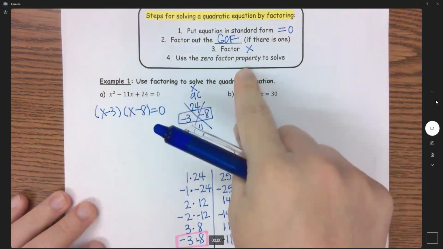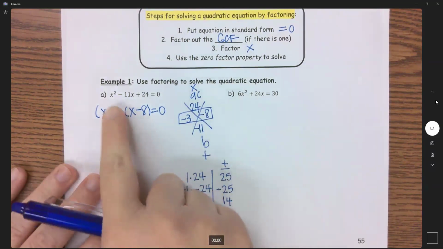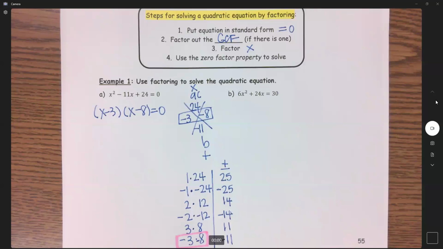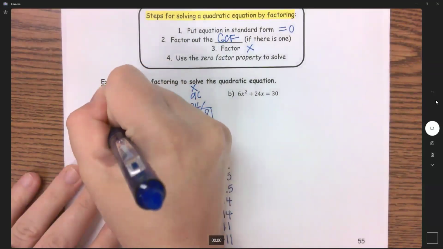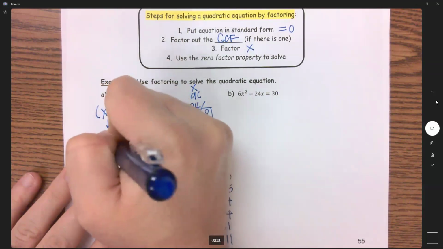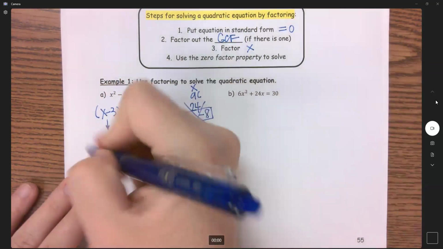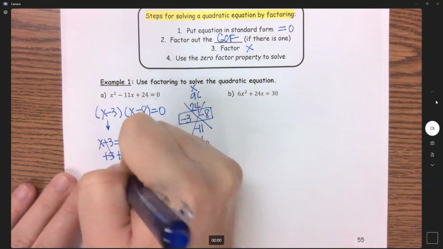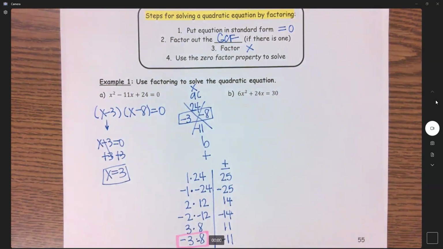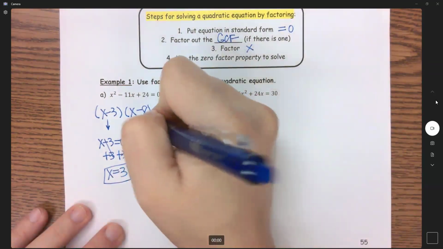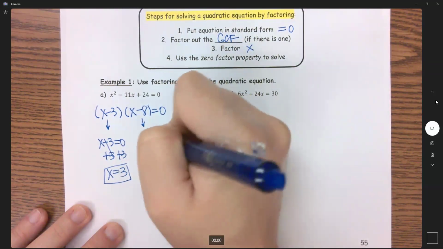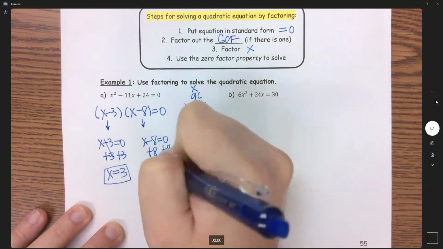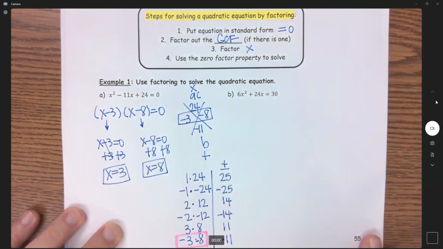So now I'm going to use that zero factor property to solve. That states that if this times this equals 0, then at least one of them must equal 0. So I will take x minus 3 and set that equal to 0. We would add our 3 over, and we get x equals 3. Same thing here, x minus 8 equals 0. Add your 8 over, and we get x equals 8.